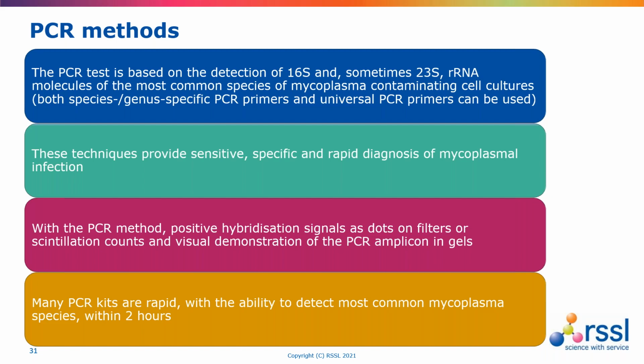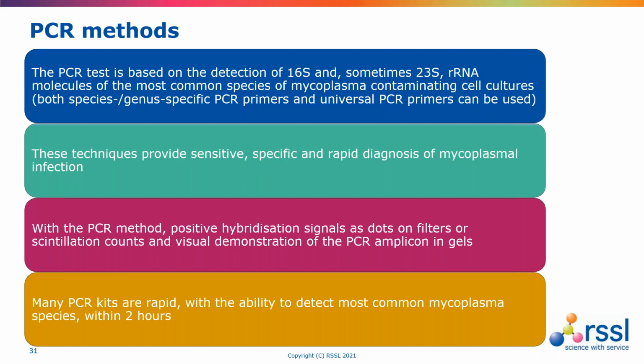And a large range, and certainly the most common Mycoplasma contaminants, can be detected. So certainly for cell culture applications. For medical applications, there's still a slight limitation on every potential species. And the PCR can produce a positive hybridization within around 2 to 3 hours.